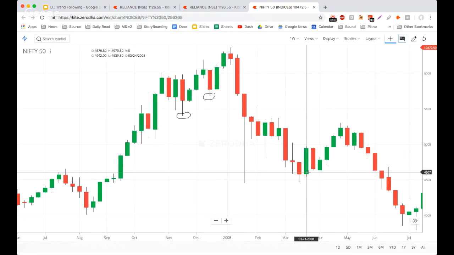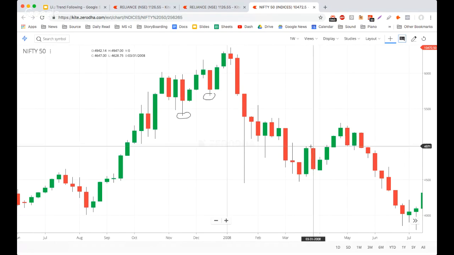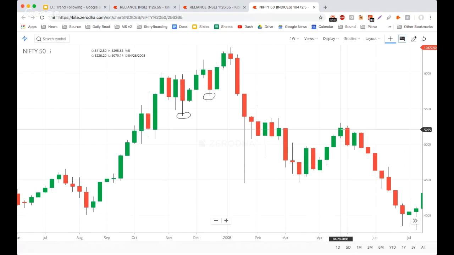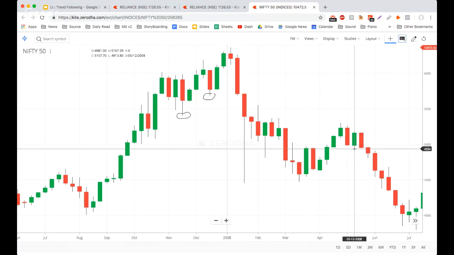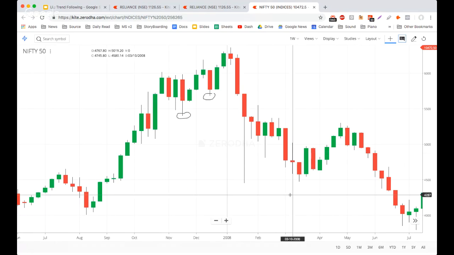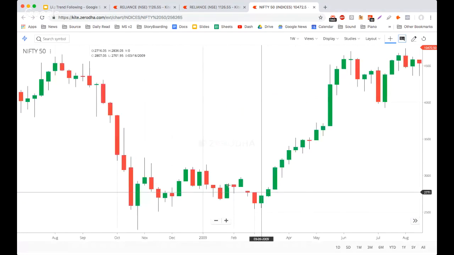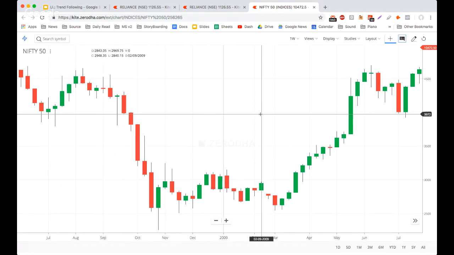So here, swing low broke, downtrend came. Here, the close happened above the swing high. It went up, but it failed. So you would have moved your stop loss to the latest swing low and you got stopped out. So yeah, it works a lot. Please test on the weekly charts.